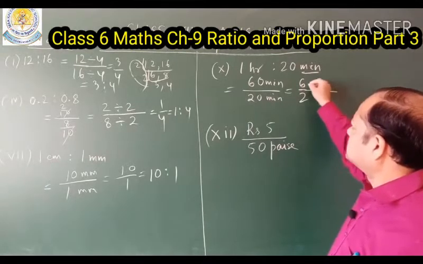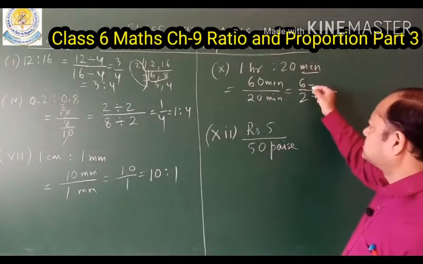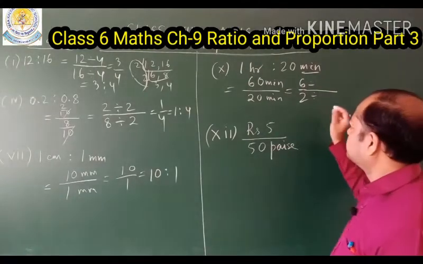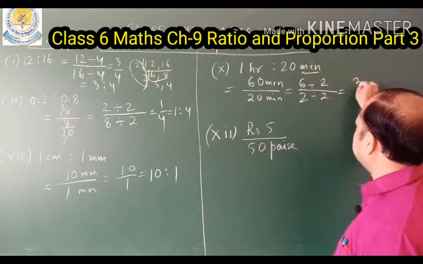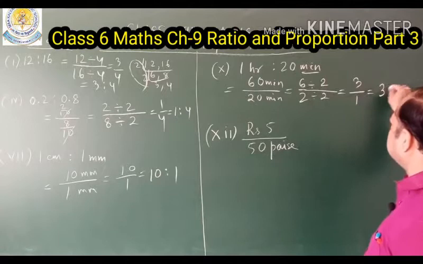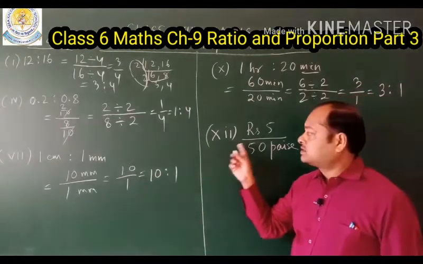Again you divide by the HCF in both parts of the fraction. What will we get here? Because the HCF of 6 and 2 is 2 here. 6 divided by 2 and 2 divided by 2, that is 3 is to 1, and the ratio is 3 is to 1. Okay, now look at question number 12.